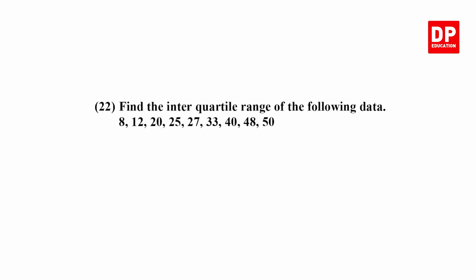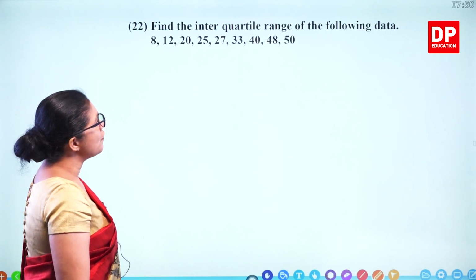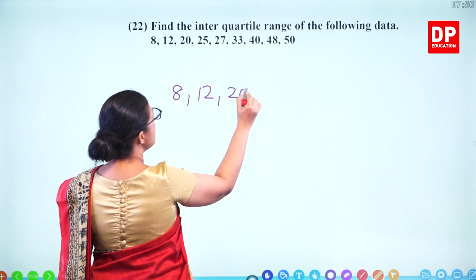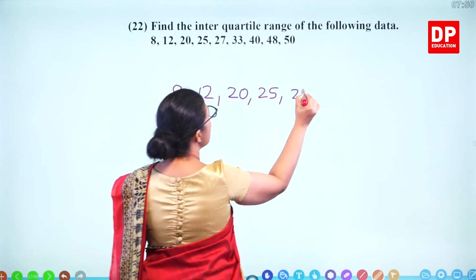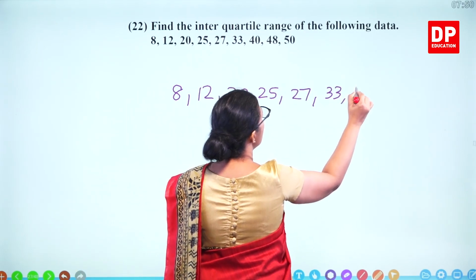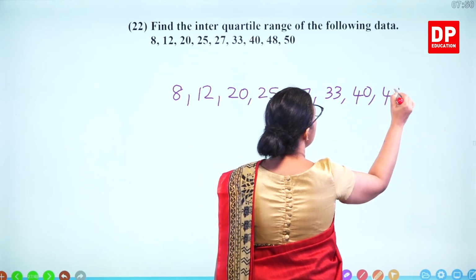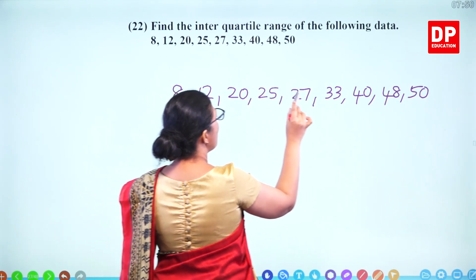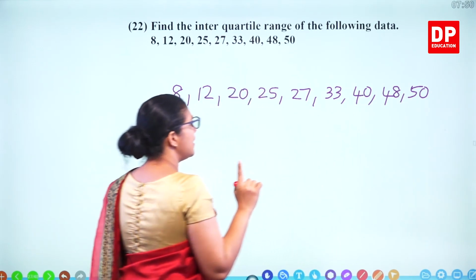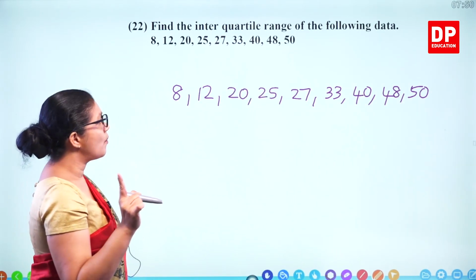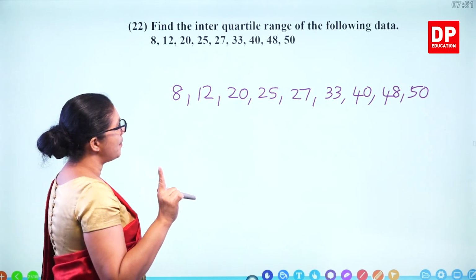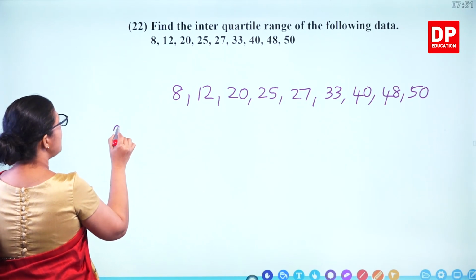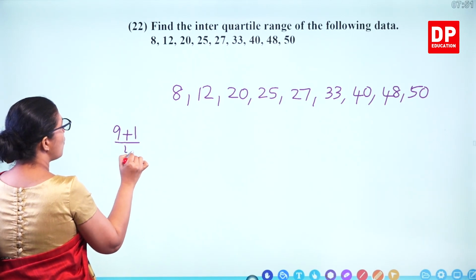Question number 22. Find the interquartile range of the following data: 8, 12, 20, 25, 27, 33, 40, 48, 50. Numbering them 1, 2, 3, 4, 5, 6, 7, 8, 9. Nine means only one middle number. But we need the interquartile range, so we add 1 and divide by 4.